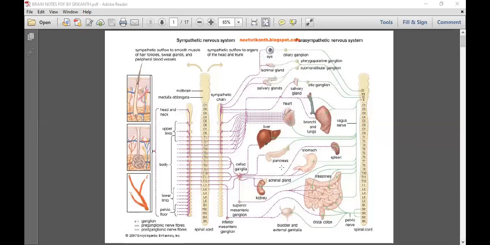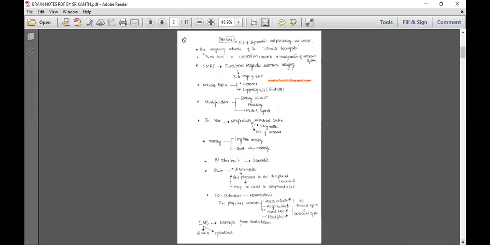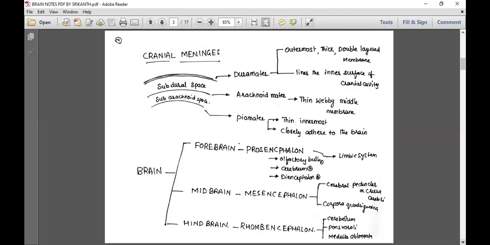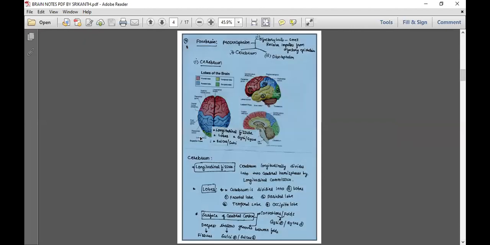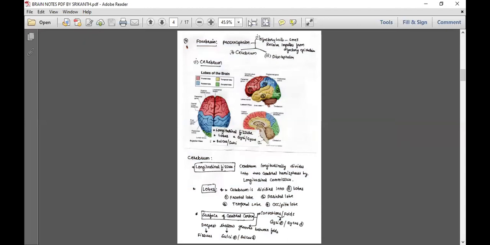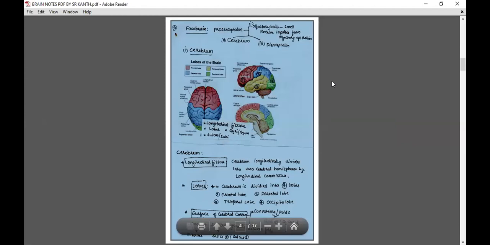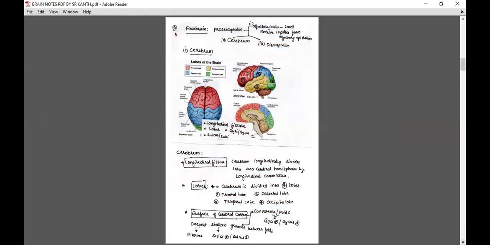So here we used the word ganglia, isn't it? Aggregation of cell bodies, you can understand. Now, bundle of axons, you can understand. Then, in the same way, let us try to search the lobes of the brain, gray matter, white matter, all the issues. We used these particular words earlier.